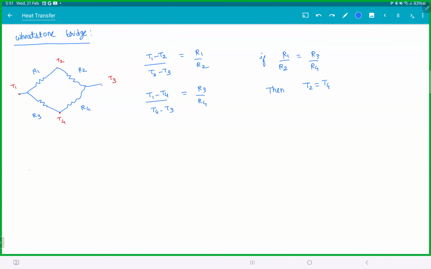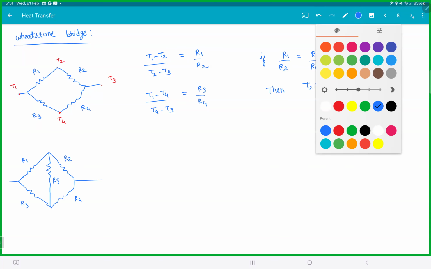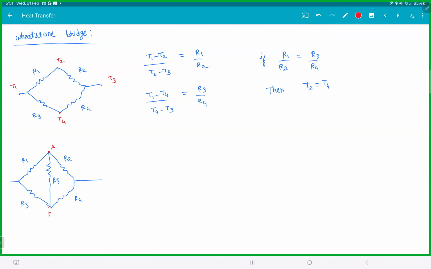So that means if there's a resistor R5 between them, with R1, R2, R3, and R4 there, you take these points as A and B. This is important: if the ratio R1 by R2 becomes equal to the ratio R3 by R4, then VA is equal to VB, or TA is equal to TB. Therefore, R5 can be removed. So basically, R5 is useless.